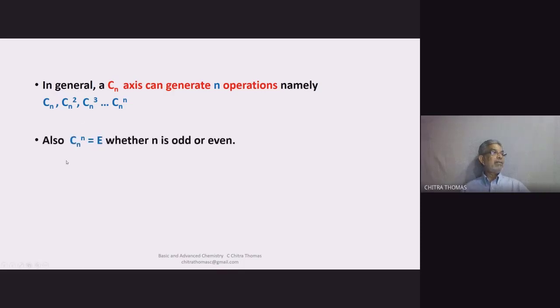Also, Cn to the n is equal to identity, whether n is odd or even. That is, C3 cubed is identity. C4 to the fourth is also identity. Now Cn to the n plus 1: what will that be? Subtract n from n plus 1, that is Cn. Then Cn to the n plus 2: n plus 2 minus n, that will be Cn squared, and so on.